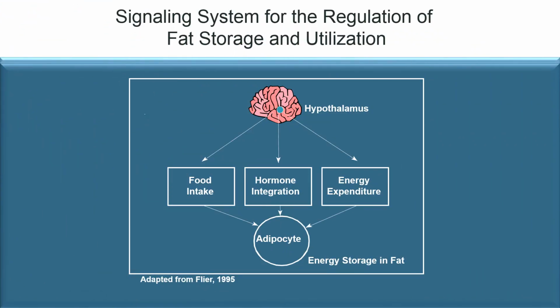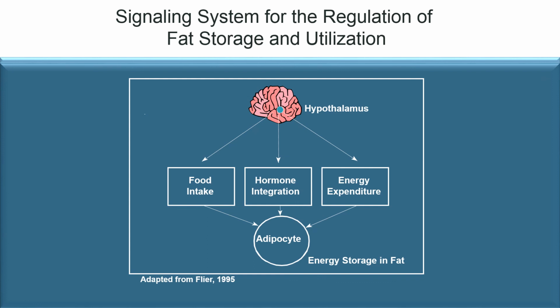So returning to this original hypothesis about how the brain receives signals from the periphery about stored energy, this hypothesis was first expressed in the 1950s before we knew any of the molecules that might be fitting into this hypothesis. And as it turns out, the discovery of leptin is absolutely consistent with this early hypothesis.